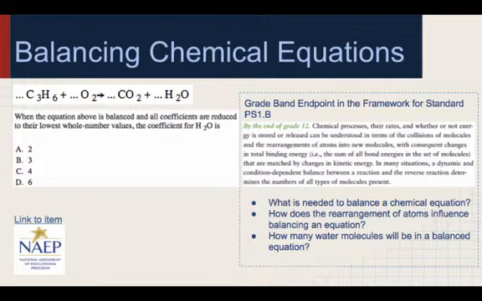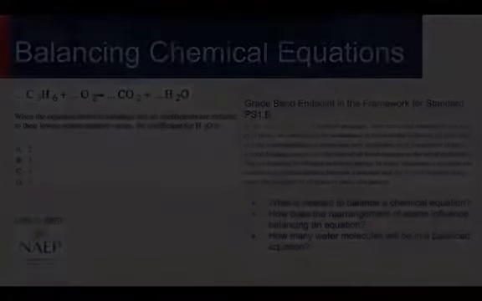In this equation, what are some of the first steps necessary to balancing the equation and reducing the coefficients? How can you check your work?